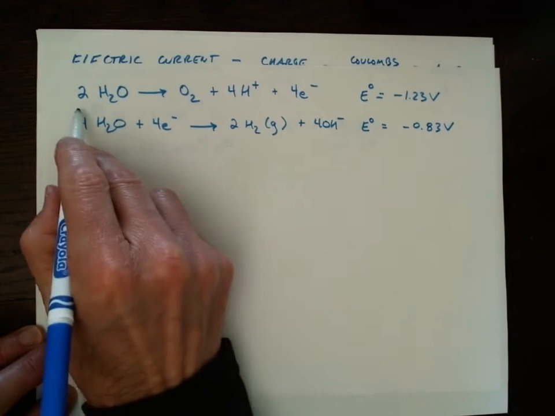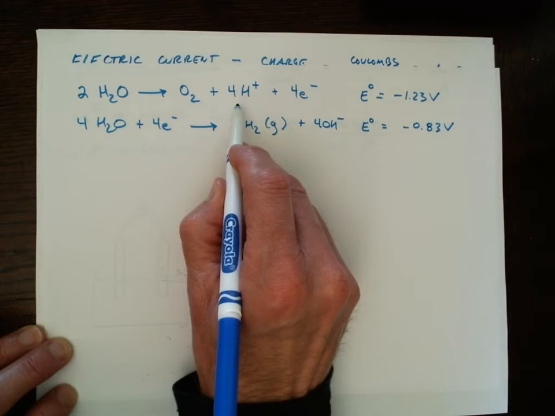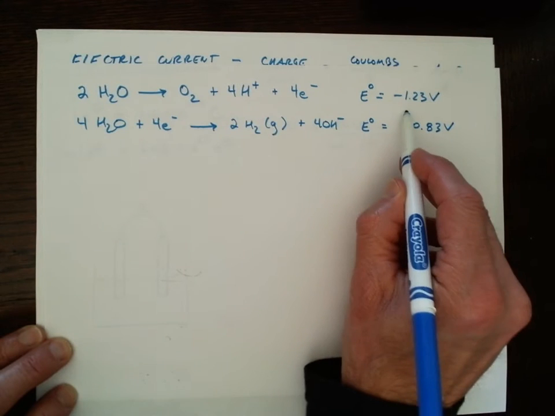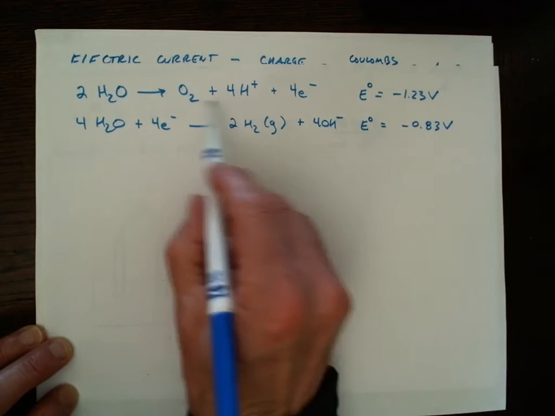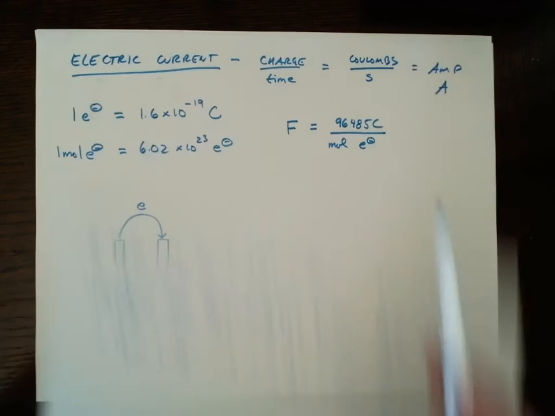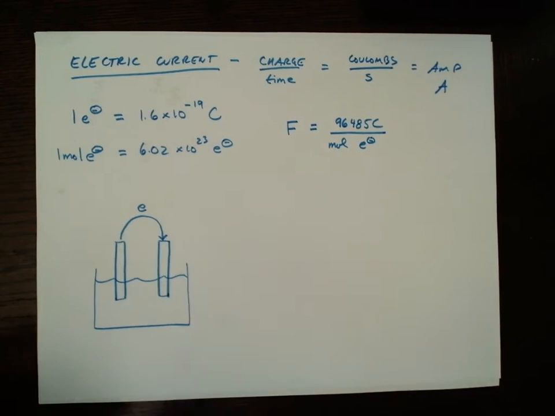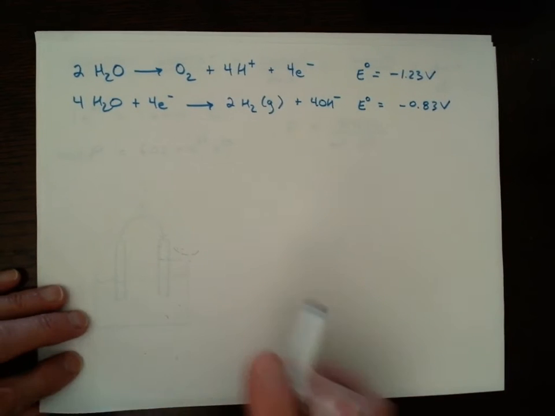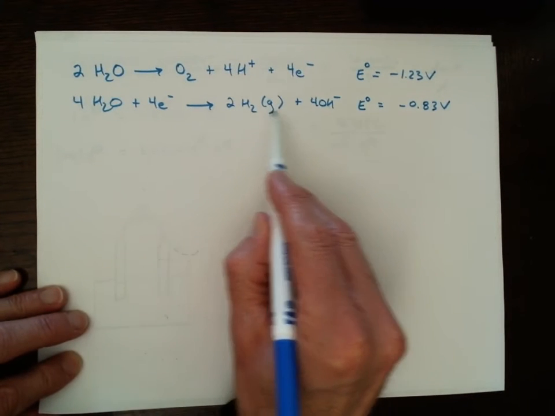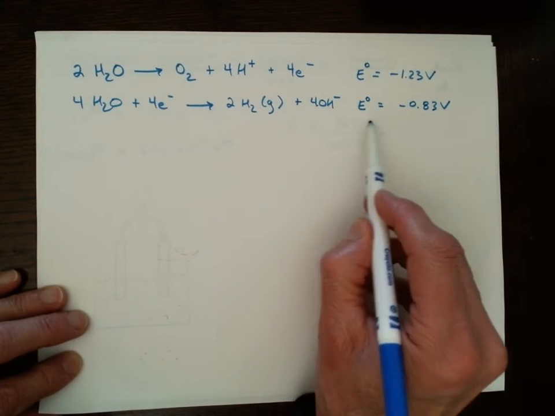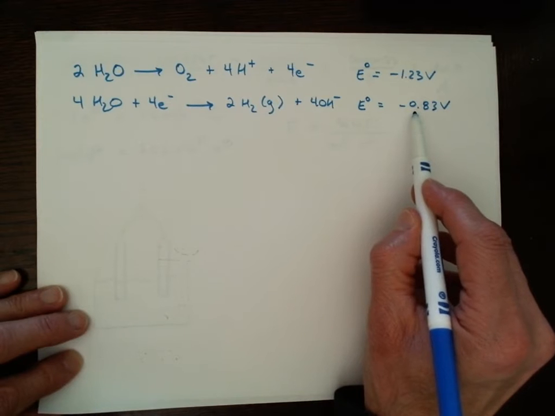So you get two waters going to oxygen gas plus 4 protons plus 4 electrons, and the half-reaction cell potential is negative 1.23 volts. The electrons from the oxidation of water are pumped across the electrodes to the cathode where reduction occurs. The reaction at the cathode is water getting reduced to hydrogen gas and 4 hydroxide ions, and the half-reaction cell potential for that is negative 0.83 volts.